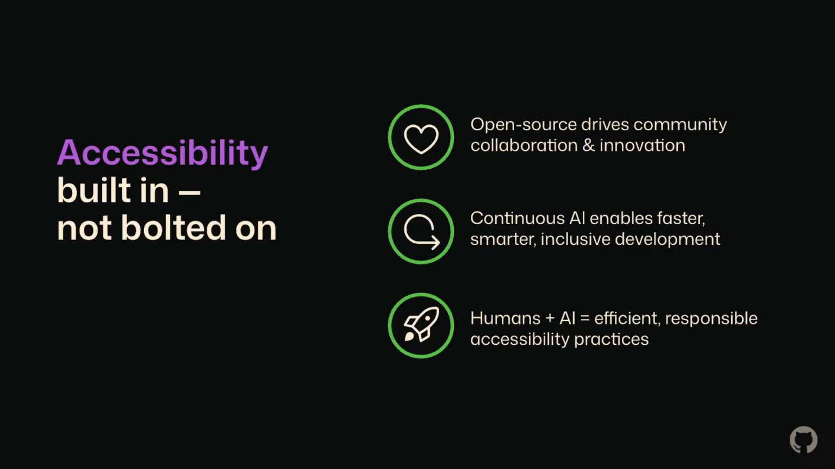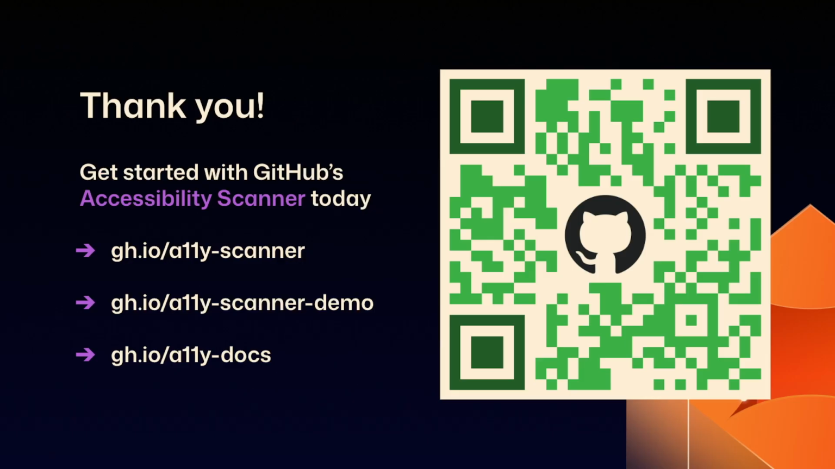So we go back to that open source and driving community and collaboration. And continuous AI makes it faster, smarter, unless it bugs out like it does on live demos. Humans and AI are efficient, responsible, accessible practices. It's that whole humans in the loop and making sure that we're really tapping into that emerging tech. And here is your giant QR code, or you can go to any of the small bit.lys there. Those will take you to the accessibility scanner, that demo that we just saw, and some of those docs that we have on the website.